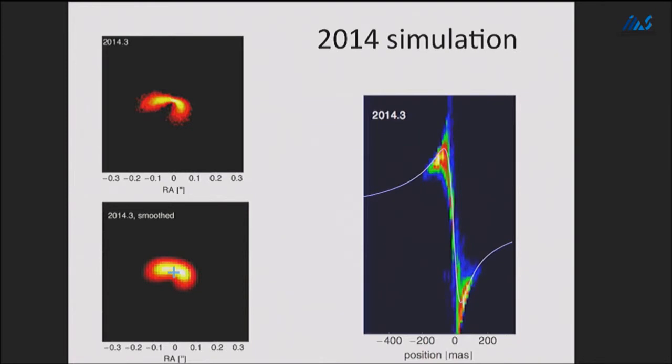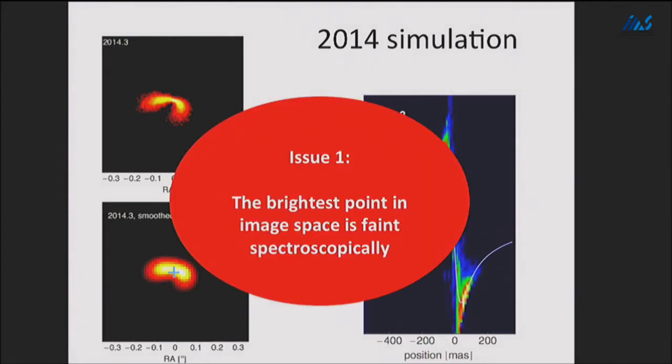And what you actually see is that you see a pronounced red and blue side, but actually the point of highest density is actually very hard to observe spectroscopically. And that is because you spread out the flux over so many spectral channels at that position. So if you think in terms of surface density in this PV diagram, the surface density of gas here is actually rather lower than here and here. So we have a decreased sensitivity actually to see that. And so that is issue one. The brightest point in image space is actually faint in the spectroscopy. So there is a bias towards that.